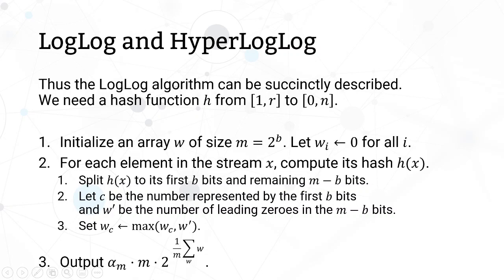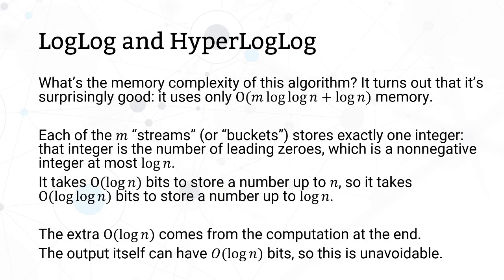And in the end, we just output this expression here, which we derived earlier. And if you consider the memory complexity of this algorithm, it actually turns out to be surprisingly good. It uses only m log n memory, and the reason for that is each of the m streams will store exactly one integer, the maximum number of leading zeros we've seen so far. And this number can itself only go up to log n, right? Because if you have a number n, the number of bits it has is just log n. And so the number we're storing is at most log n.